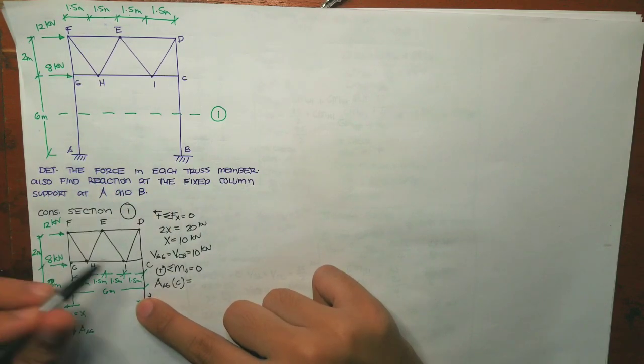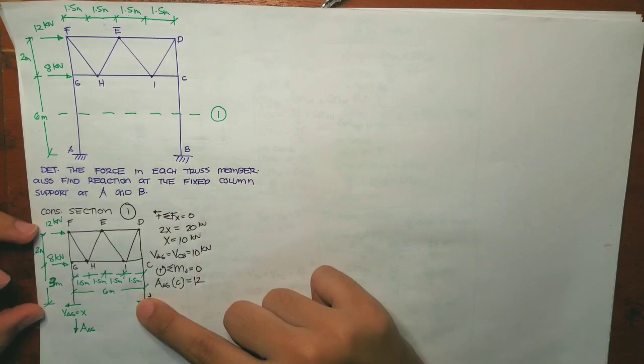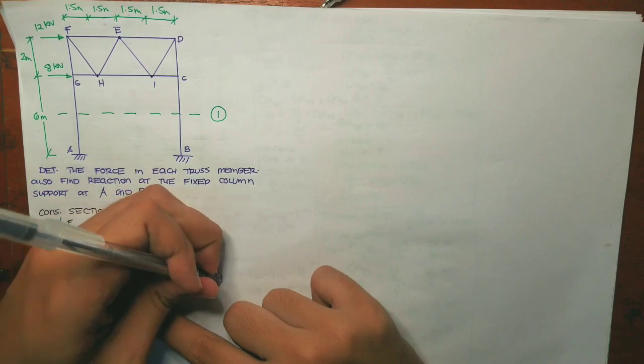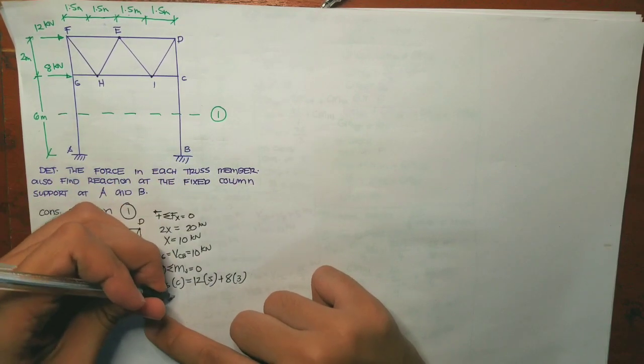So, counterclockwise. So, ito clockwise na. Transpose to sa kabila to make it positive. So, 12 multiplied by this distance. So, 2 plus 3 or 5. And then plus 8 multiplied by the distance of them. Therefore, we will have a value for AG.